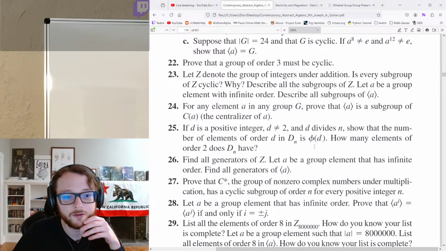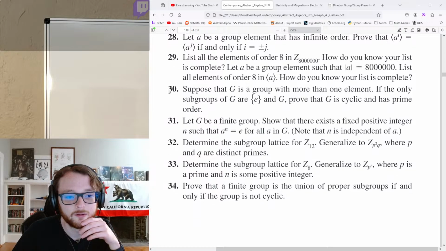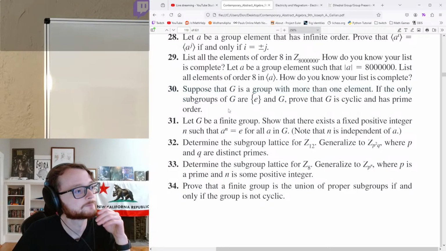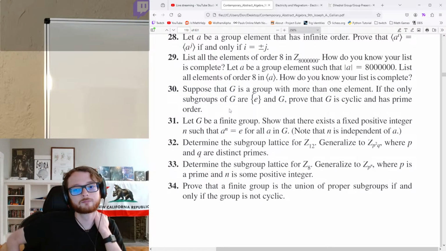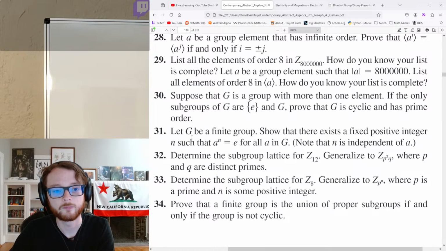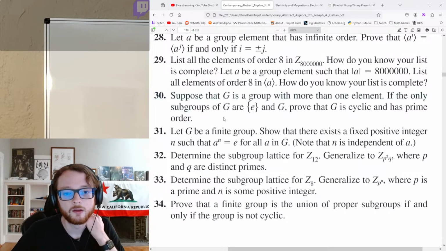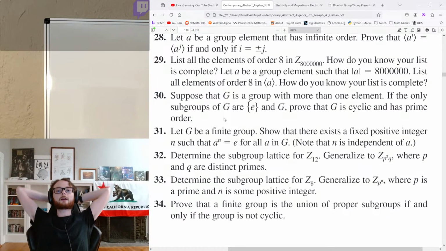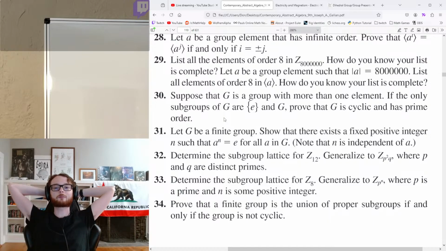30. Right here. I can zoom in one more time, I think. Okay, 30. Suppose G is a group with more than one element. The only subgroups of G are E and G. Wait, what? Oh, okay, never mind.